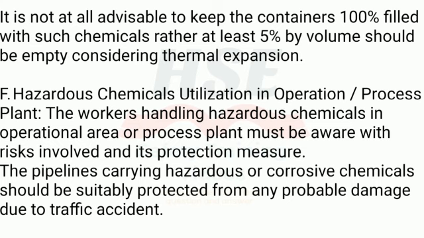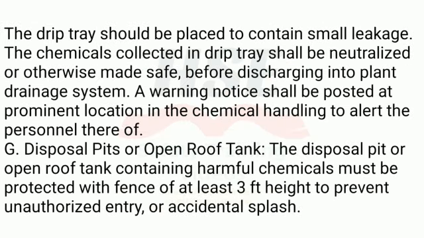F. Hazardous chemicals utilization in operation, process plant. The workers handling hazardous chemicals in operational area or process plant must be aware with risks involved and its protection measure. The pipelines carrying hazardous or corrosive chemicals should be suitably protected from any probable damage due to traffic accident. The drip tray should be placed to contain small leakage. The chemicals collected in drip tray shall be neutralized or otherwise made safe before discharging into plant drainage system. A warning notice shall be posted at prominent location in the chemical handling to alert the personnel thereof.